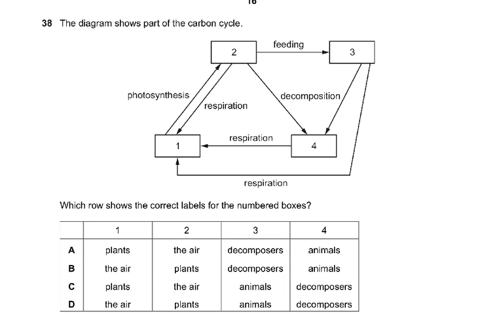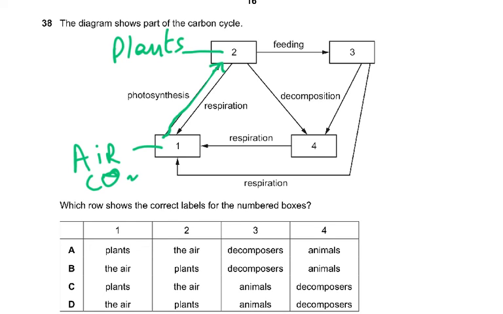Then coming to question number 38. Whenever I teach you this, I always tell you this is a very simple way of doing this. The diagram shows part of the carbon cycle. Which row shows the correct labels for the numbered boxes? Well, actually, I always say this is photosynthesis. Look at the arrow for photosynthesis. It's coming out of here and it's going here. So 2 has to be plants, and this has to be air, because there's a carbon cycle. So carbon dioxide in the air goes into plants. So plants has to be 2.